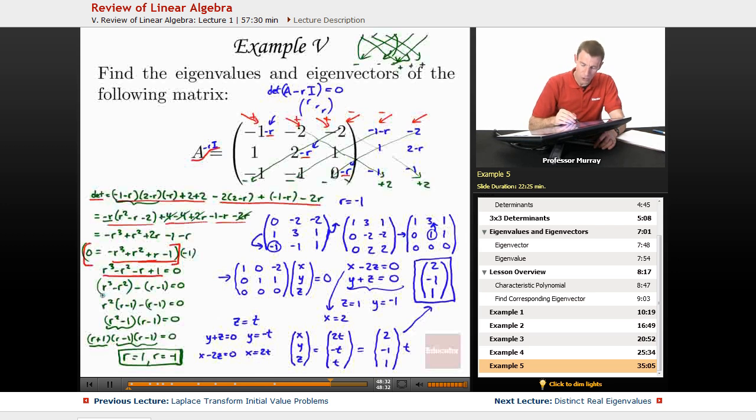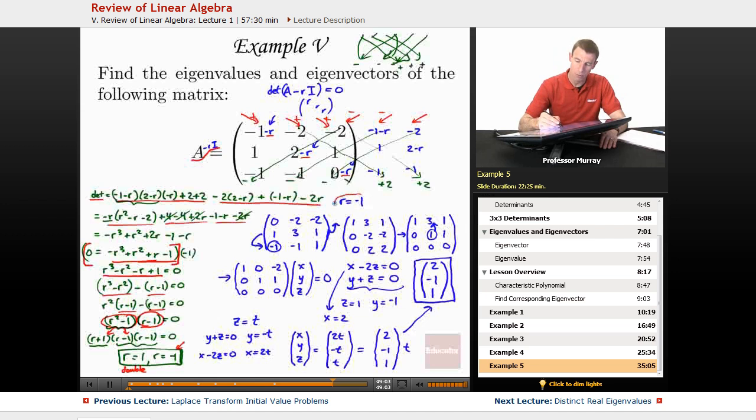Then we could group the terms and factor out r minus 1 from each term. So we factored out an r minus 1, leaving r squared minus 1. That factored down into r plus 1, r minus 1. And so when we looked at the factors, we got a double root at r equals 1 and a single root at r equals negative 1. So those are my two eigenvalues, 1 and negative 1. And then I'm going to find eigenvectors for each one.